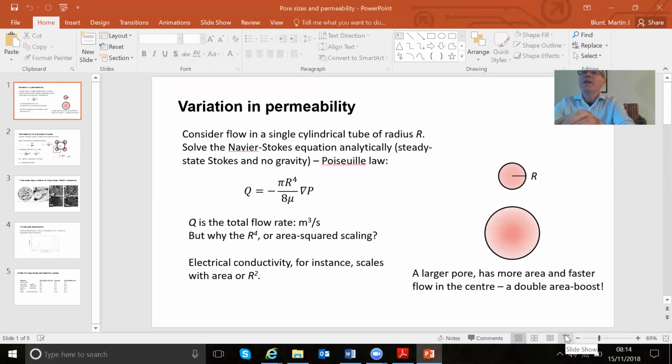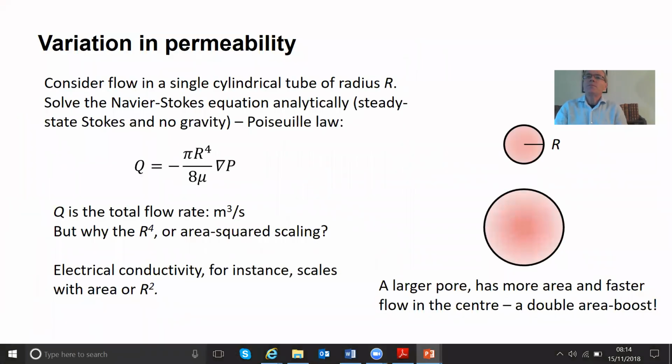equations are. So what we're considering here is, as I've shown here, a single tube of radius r, and you can imagine that it's coming out of the plane of the board. Okay, so we want to know what the flow rate is in that tube. Now, for those of you who are familiar with the Navier-Stokes equation, it's quite a nice exercise because it can be solved. In fact, it turns out we can solve the steady-state Stokes equation, so there's no non-linear term, and we're going to ignore gravity.